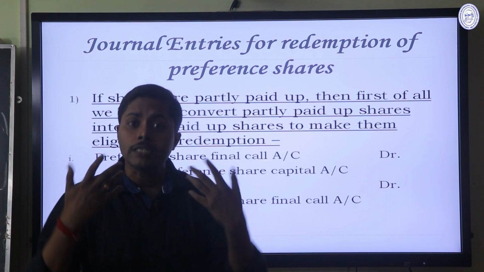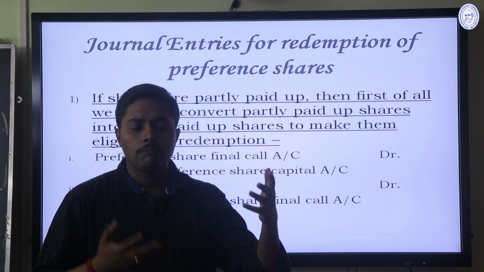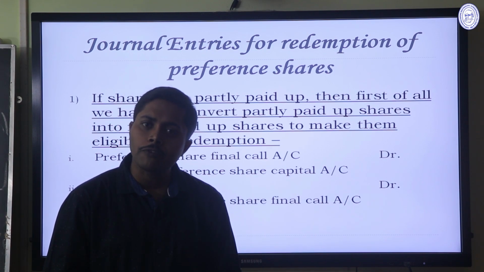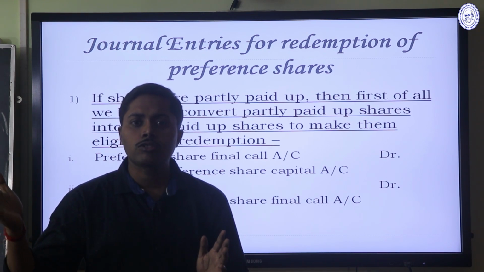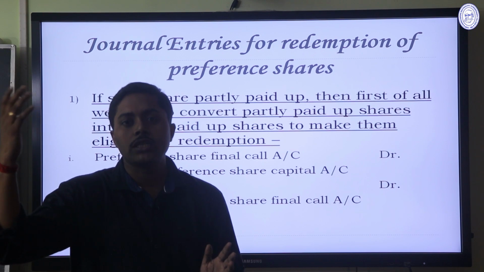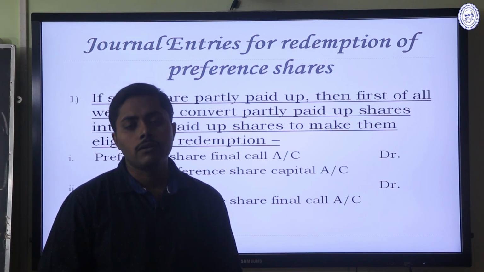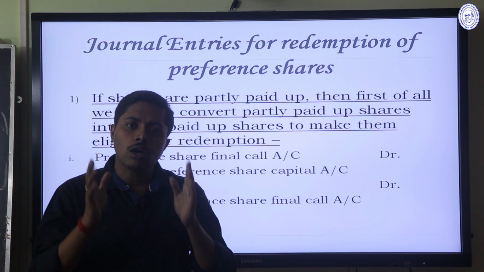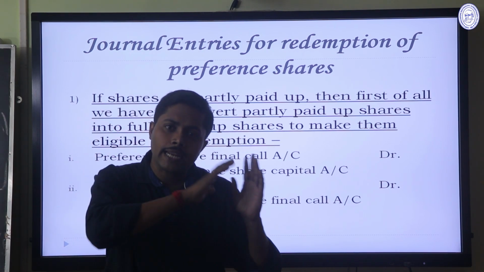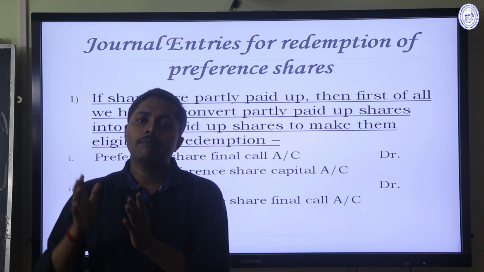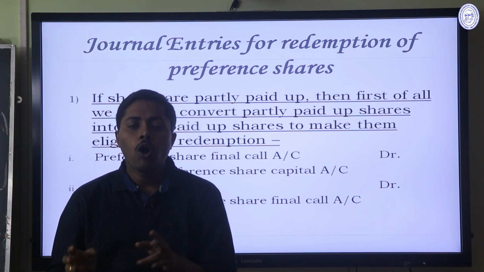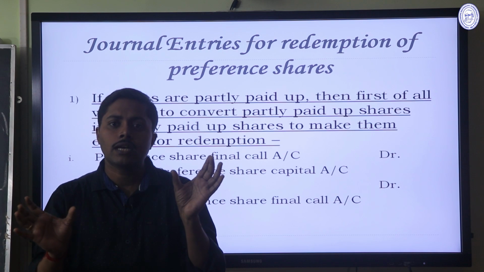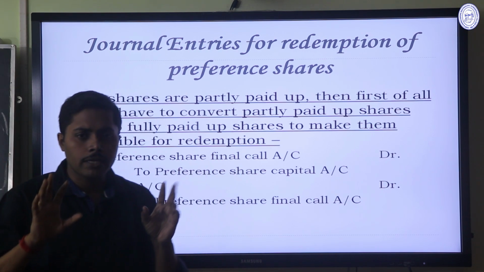Say for example, 40,000 can be collected by issue of fresh equity or preference shares, and the rest 60,000 can be collected from the reserve balance. Okay. So it can be a mixture: either the entire amount out of fresh issue, the entire amount out of free reserve, or a combination of free reserve and fresh issue. These two can be done.